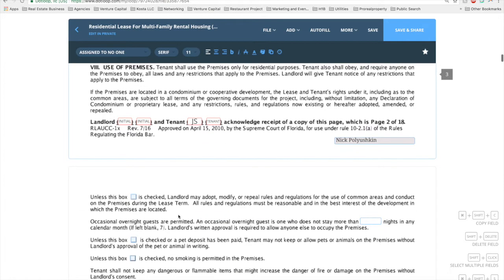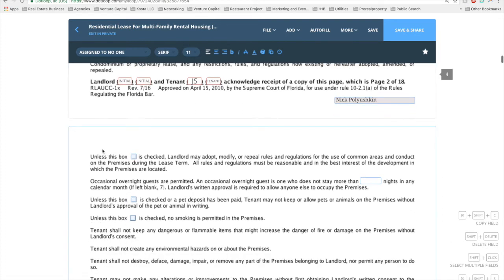Use of premises. The next few paragraphs are customizable, so we will go over them. Unless this box is checked, landlord may adopt, modify, or repeal rules and regulations for the use of common areas and conduct on the premises during the lease term. All rules and regulations must be reasonable and in the best interest of the development in which the premises are located.